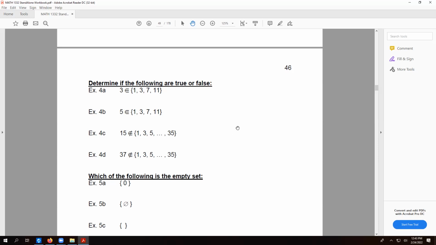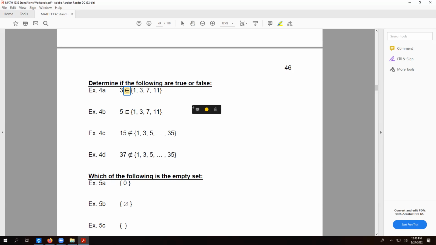But does that make sense? Like, why they're sets though? Okay, so this notation right here means element of. Whenever you see that, they're saying 3 is an element of this set. Is that true? Is 3 inside there? Yeah. So you would say, yeah, sure, it's true.